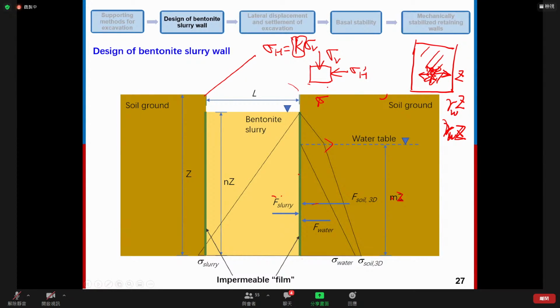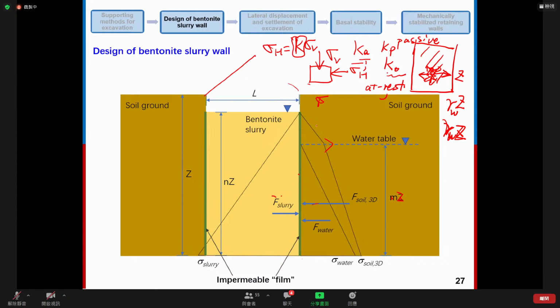I'm not sure whether you still remember what Ka, Kp, and K0 are. Okay, so let's review this. Ka is called the active earth pressure coefficient, Kp is called the passive earth pressure coefficient, and K0 means the earth pressure coefficient at rest. So these three values are different.